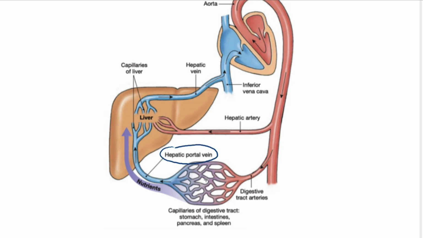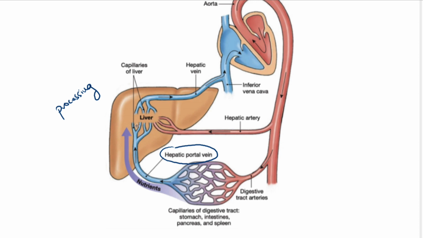The hepatic portal vein is carrying blood with nutrients in it, and it's deoxygenated because it's also dropped off oxygen at the different digestive organs. So it is carrying deoxygenated, nutrient-rich blood to the liver. And that allows the liver to process that blood and the nutrients in it before that blood is recirculated to the rest of the body.